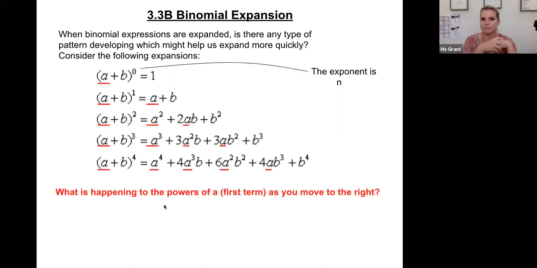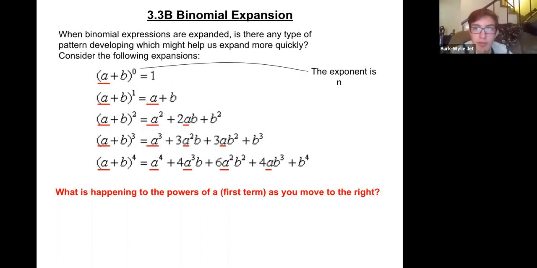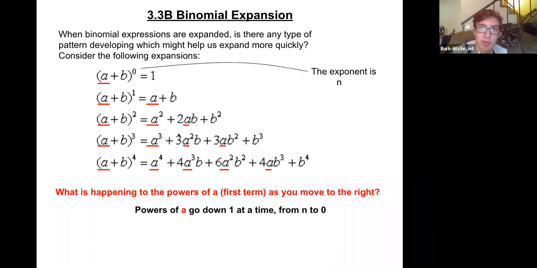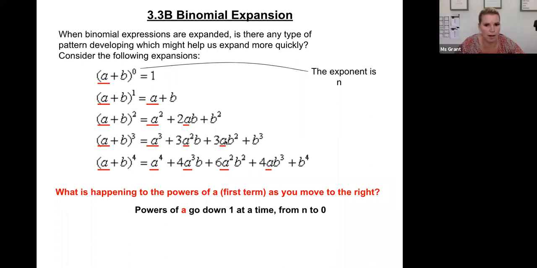What is happening to the powers of a as you move to the right? So look at all my red underlines. What's happening to a's? The power is decreasing, exactly. 2, 1, and then a to the 0. 3, 2, 1, a to the 0. A fourth, a third, a squared, a to the first, a to the nothing.